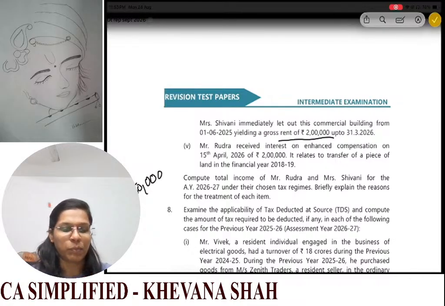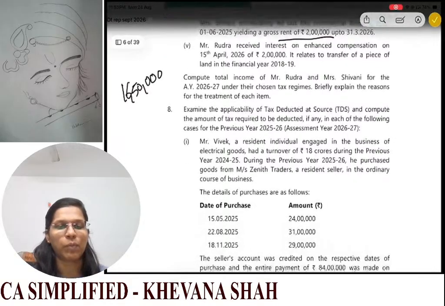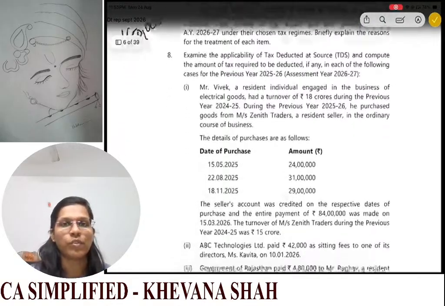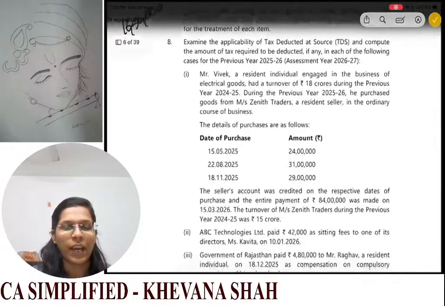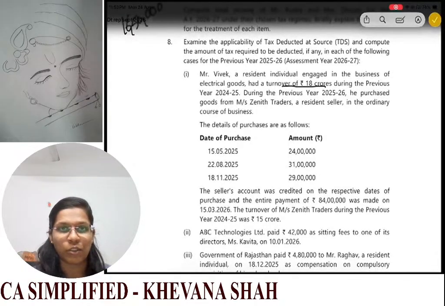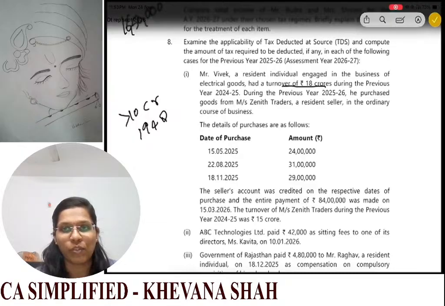Now we have question number 8, which says examine the applicability of TDS. So we have Mr. Vivek and we are given the turnover of 18 crores in the previous year. Now since turnover is 18 crores, if you cross the 10 crores turnover, then 194Q is applicable. Now we have purchases of 24 lakh, then 31 lakh, then 29 lakh. If you do the total, you have 84 lakhs.